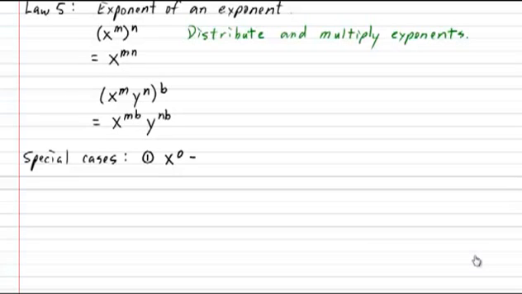Everyone knows this. Anything to the power of 0 simply equals 1. I don't care if it's x to the power of 0, z to the power of 0, or 9 million to the power of 0. Anything to the power of 0 is equal to 1.